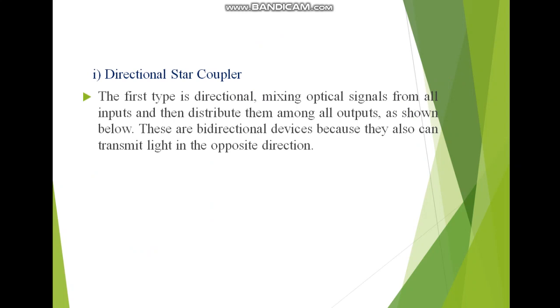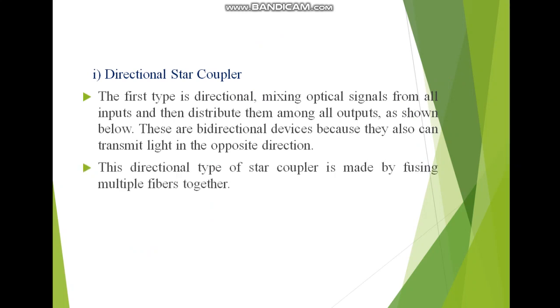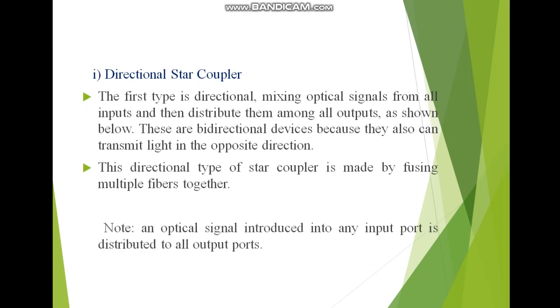Next are the types of star coupler. The first type is the directional star coupler. It mixes optical signals from all inputs and then distributes them among all outputs, as shown in the previous figure. These are bidirectional devices because they can also transmit light in the opposite direction. So this has two types, unidirectional and bidirectional star coupler. This directional type of star coupler is made by fusing multiple fibers together. Next time I will show you how these are fused. So this is the directional coupler.